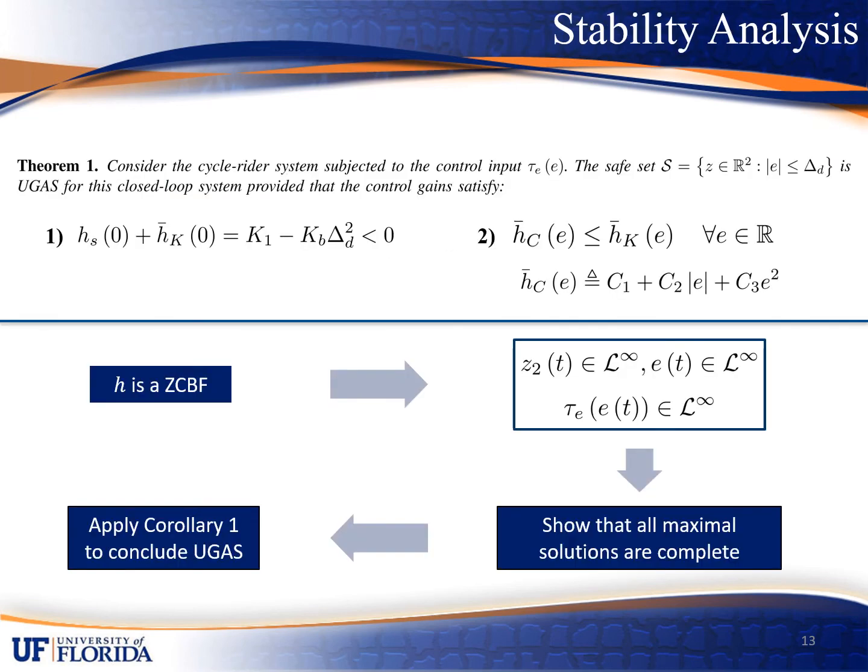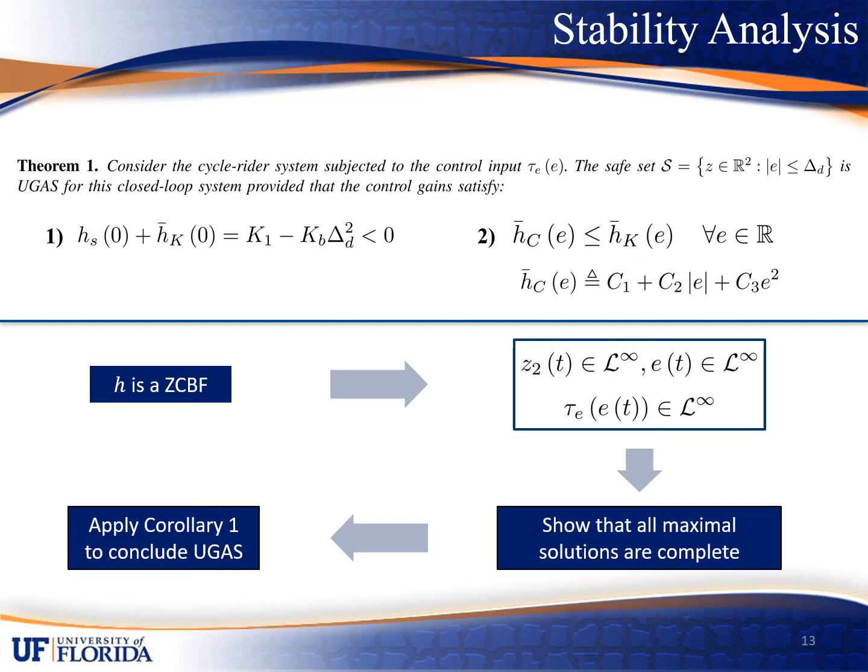To recap, we designed a controller that enforces that the function h is a ZCBF. From there, we go on to show that the safe set S is uniformly globally asymptotically stable for the closed loop system. We've already discussed these gain conditions, where the first is the feasibility condition, and the second just says that there are some theoretical constants for which the control gains in the function h bar k should be selected sufficiently large. A sketch of the proof.